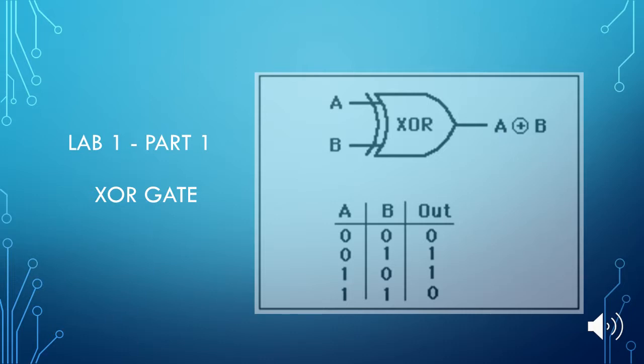Finally, the XOR gate, or exclusive OR gate. For this gate, the output is true when one of the inputs is true, but not both.